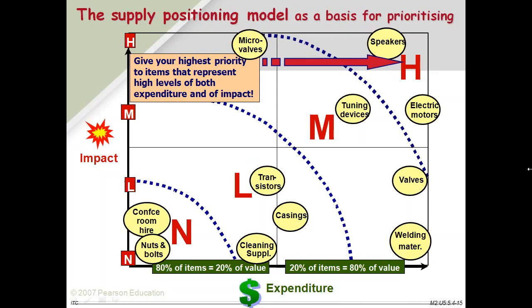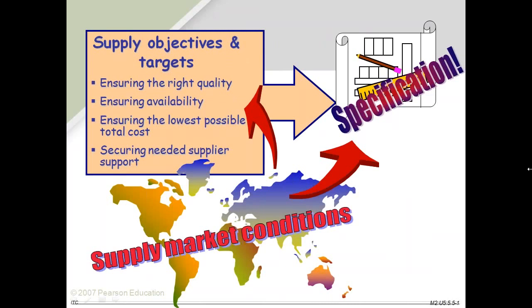See, here also it shows you give your highest priority to items that represent a high level of both expenditure and impact. So that's what we call positioning the supplier. Now supply objectives could be ensuring the right quality. I'm sure all of you know the 5 R's: right quality, right price, right quantity, right deliveries, right time. Those are the right objectives. These objectives should be built into specs. So right quantity should be built into that, right quality should be built into that, right availability should be built into that. That's what you need to do.